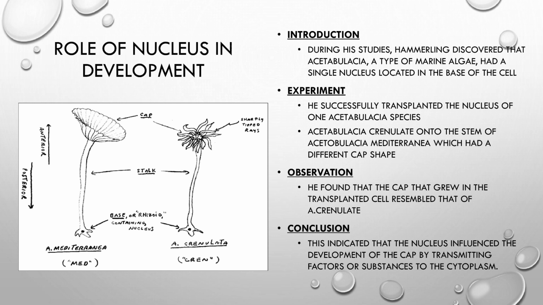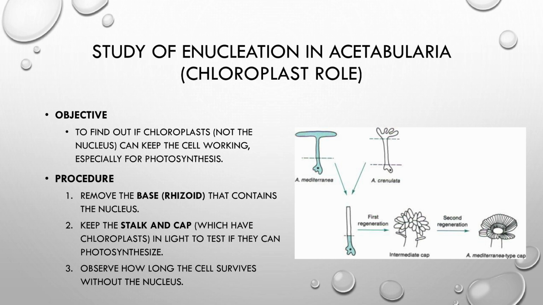Next, we will study the enucleation experiment in Acetabularia, where the chloroplast has a role. To find out if the chloroplast, not the nucleus, can keep the cell working, especially for photosynthesis, remove the base or rhizoid that contains the nucleus, and keep the stalk and cap, which have chloroplasts, in light to test if they can photosynthesize. Observe how long the cell survives without the nucleus. This is the experimental procedure, and in this diagram it's clearly shown, in the study of enucleated Acetabularia.